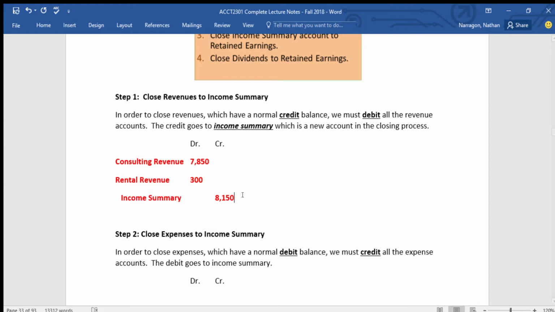But our revenues are always going to be the opposite. So thinking about expenses is going to do the same thing. They are normally debited, as we can see up here.